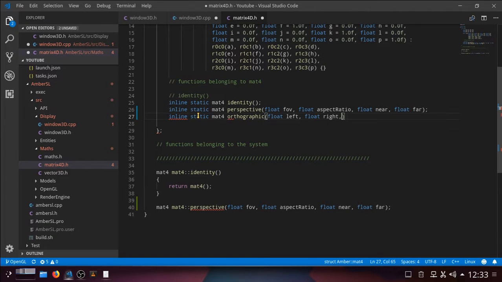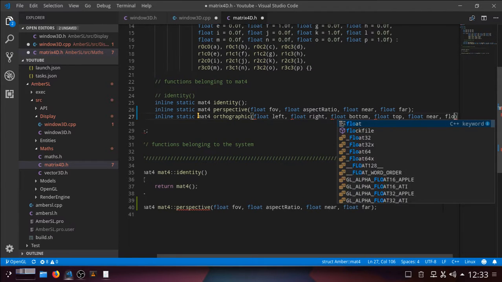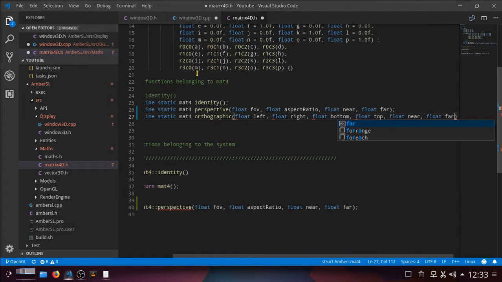Right. Float bottom. Float top. What else do we need? Near and far, again it'll probably be, won't it? Yeah, I think it is. Yeah, okay. Float near. I'll take those two. Float far. And we've gone way too far over the page. Bottom, top, near and far. Right, just take the near and far off.